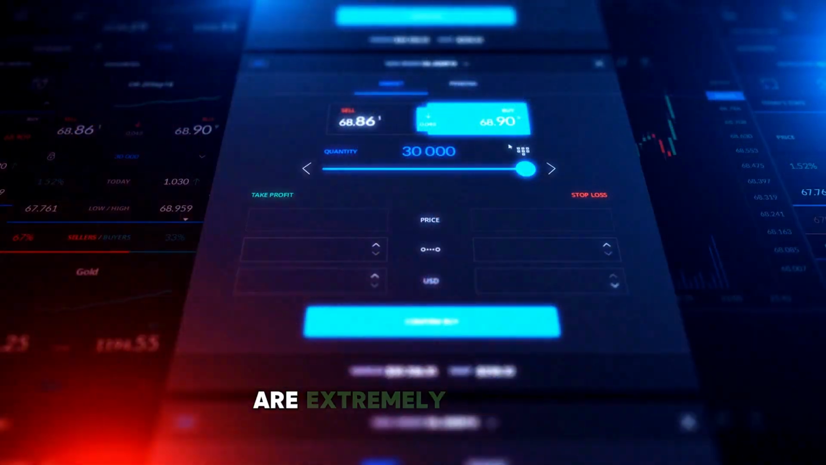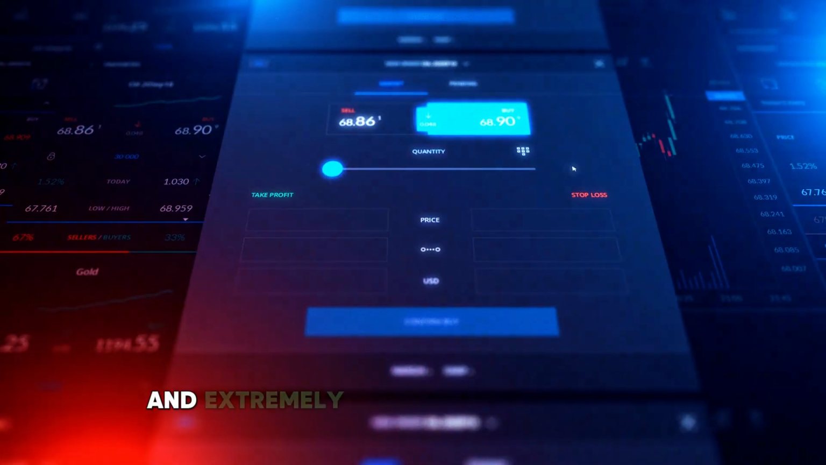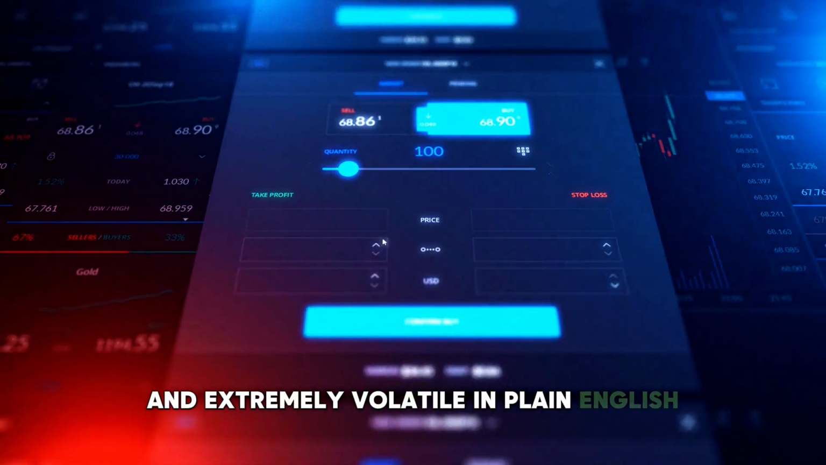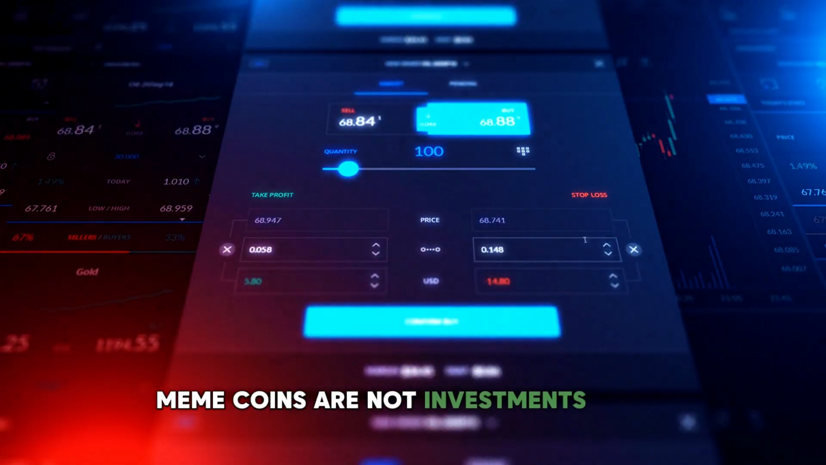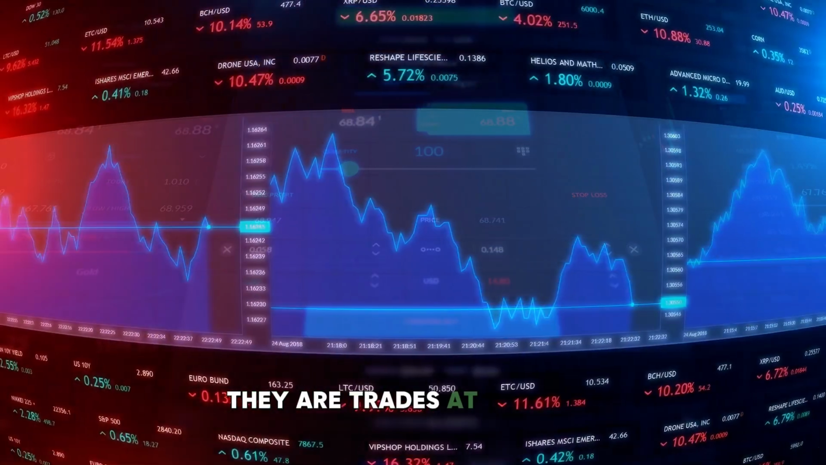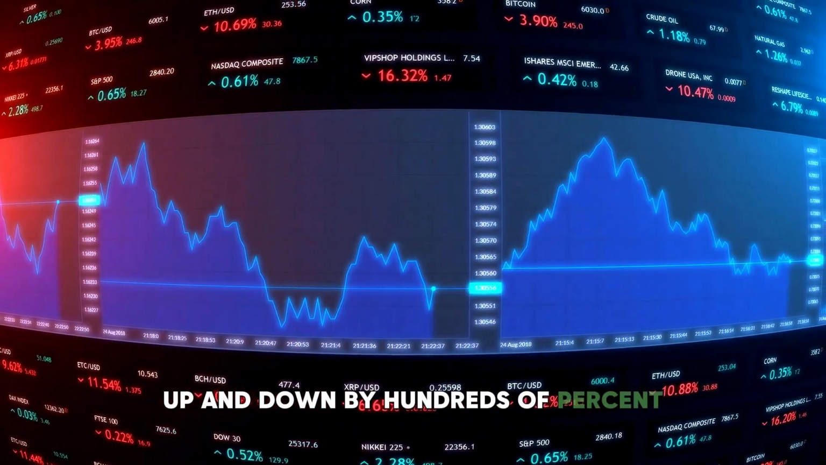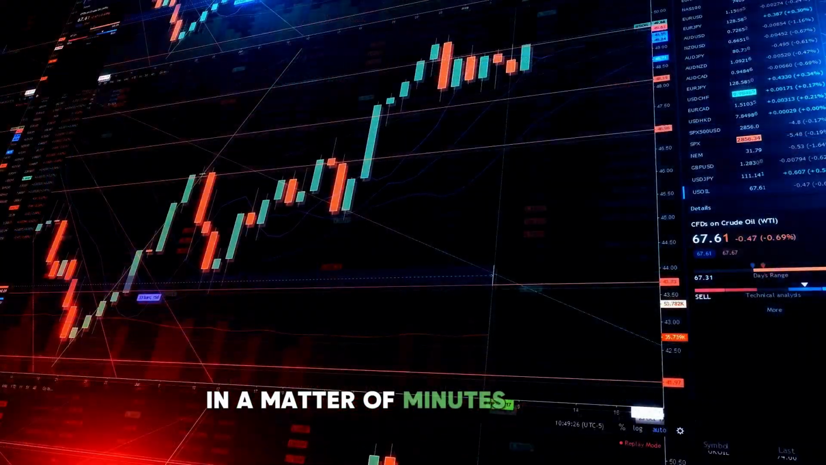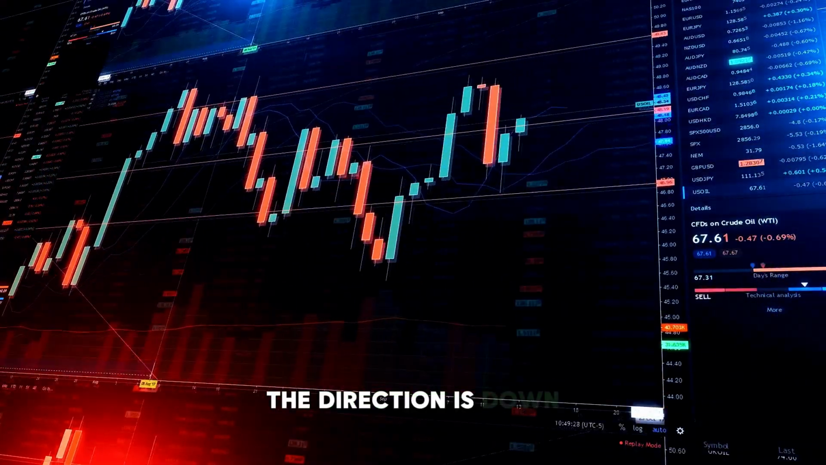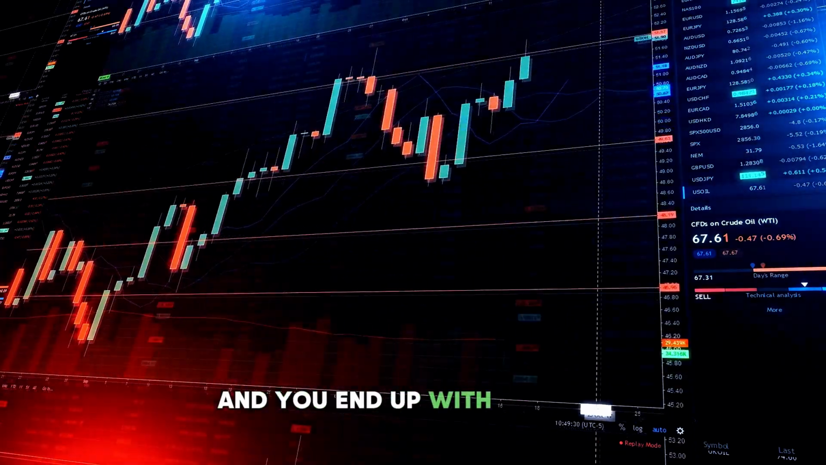On that note, I must stress that meme coins are extremely high risk and extremely volatile. In plain English, meme coins are not investments, folks. They are trades at best, and their prices can go up and down by hundreds of % in a matter of minutes. Usually, the direction is down, and you end up with nothing.